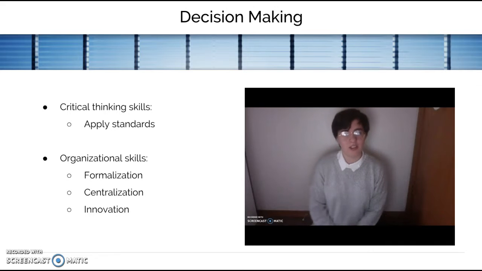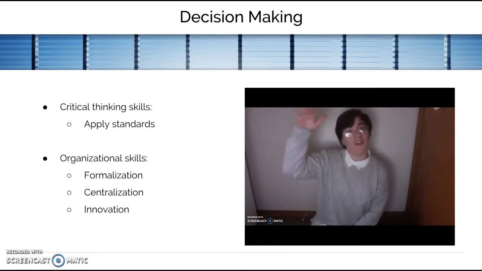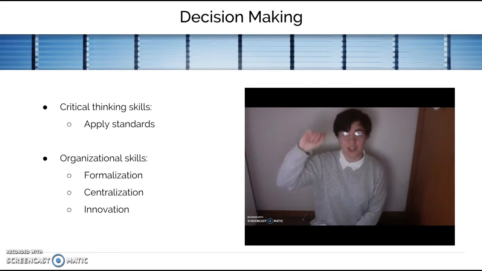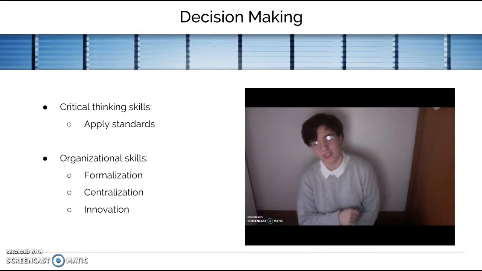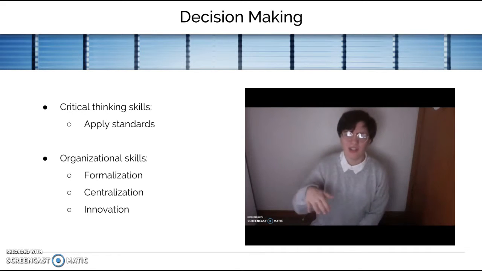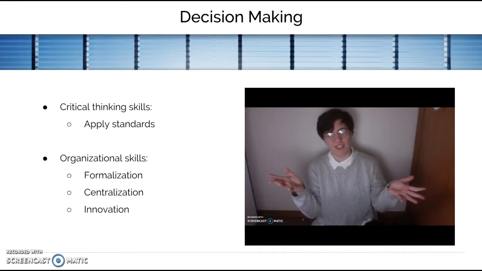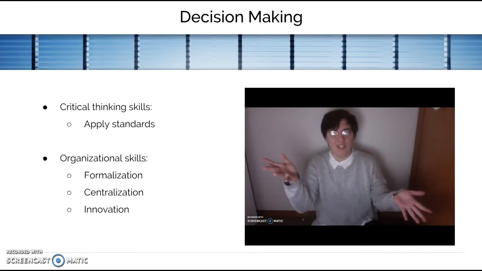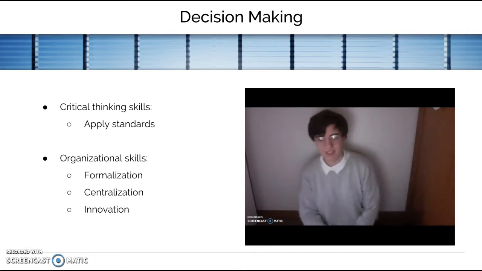1. The higher the degree of the organizational formalization, the stronger the absorptive capacity of the organization, and the higher the degree of the organization's innovation, which is good. 2. The higher the degree of the organization's centralization, the lower the absorptive capacity of the organization, and that means the lower the degree of the organizational innovation. So you always want to make sure that you're higher instead of lower.